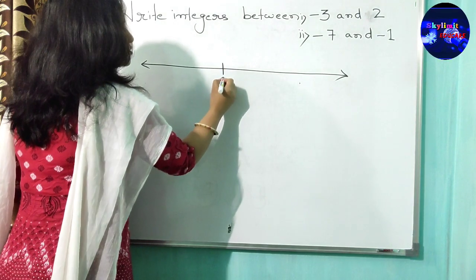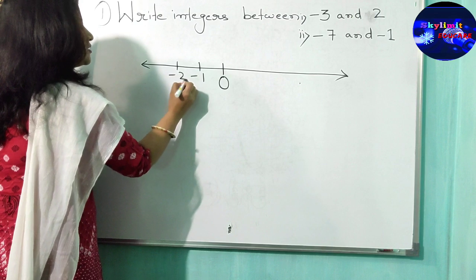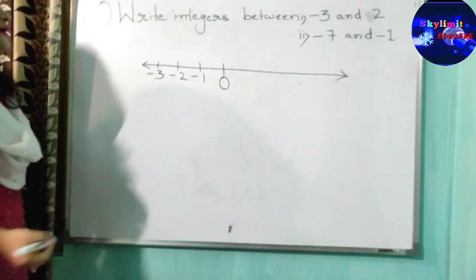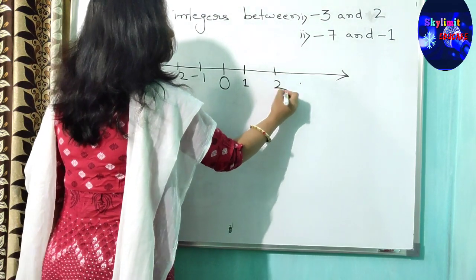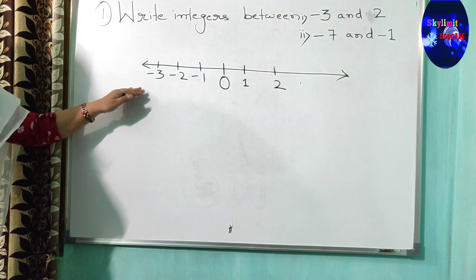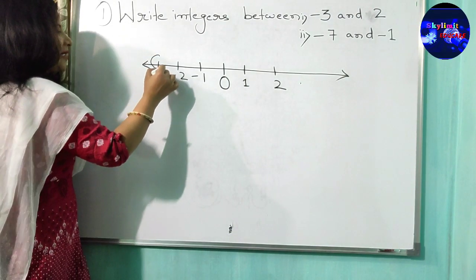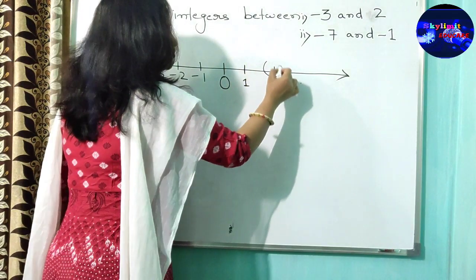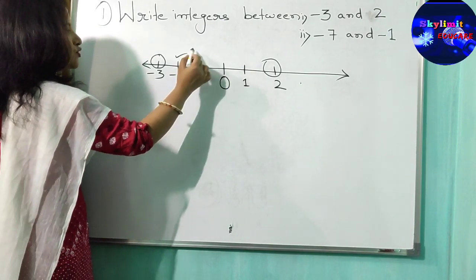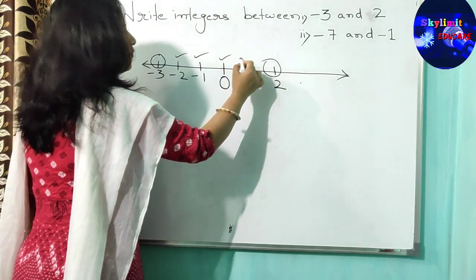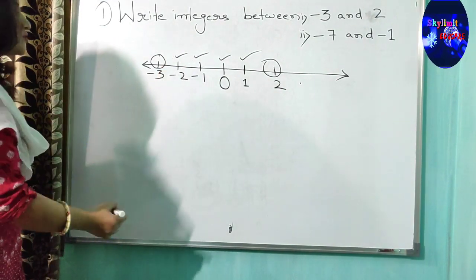Okay? So 0 is here, -3 will be this side, -1, -2, -3. 2 will be that side, first 1 and then 2. Okay? So now let's find out the integers falling in between -3 and 2. This is your -3 and this is your 2. So the integers falling in between these are -2, -1, 0, 1. So this is your answer. Very simple. Let's come to the second question.